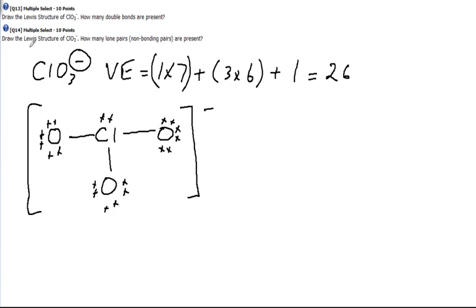So the questions here are how many double bonds are present? There are no double bonds present. Those are all single bonds. So the answer there is 0. And the other question was how many lone pairs or non-bonding pairs are present? Well, we've got 1, 2, 3, 4, 5, 6, 7, 8, 9, and that would be 10. So there would be 10 present.